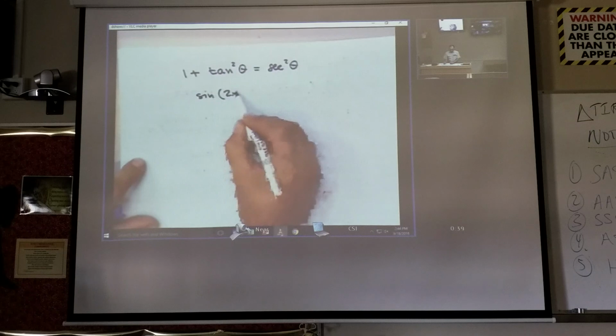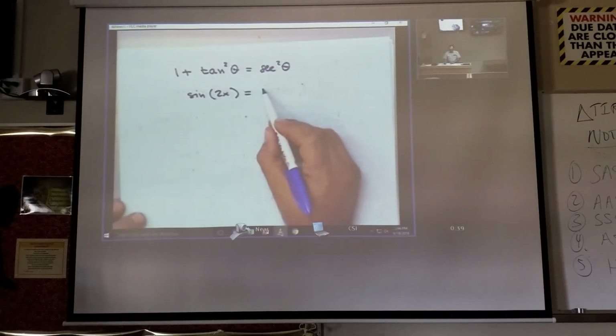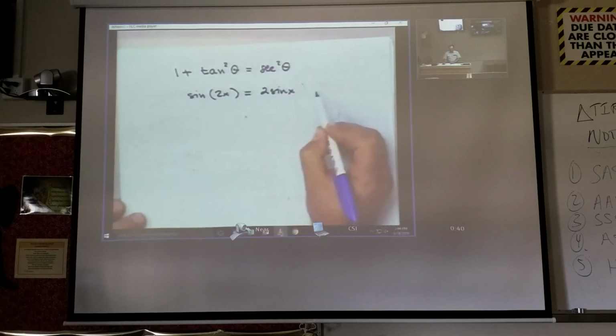Oh, it's just 2 sine x, right? Yeah, 2 times the sine of x. Oh, that's too easy. Right? Yeah, that's too easy. And this is not the right answer.